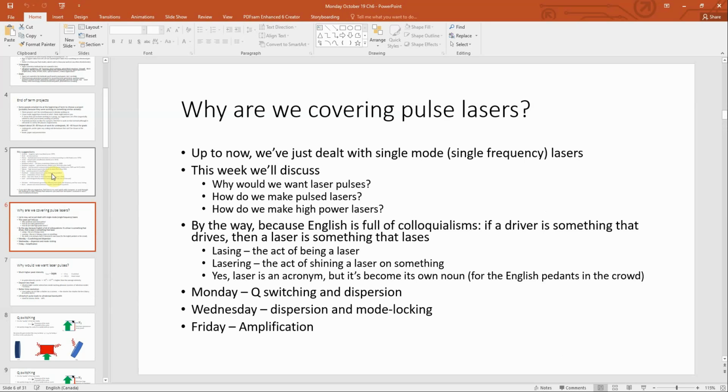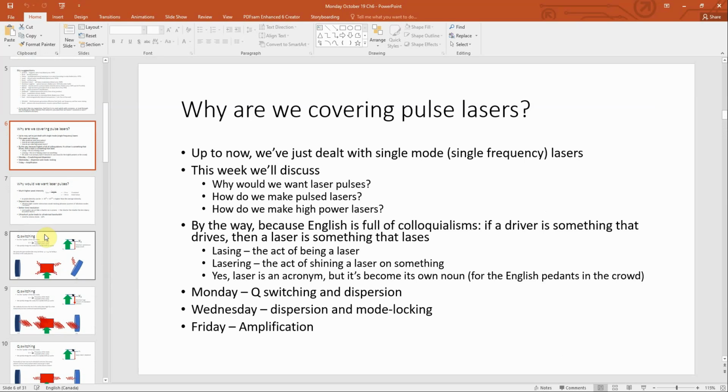So for Monday's lecture, hopefully we have enough time to discuss Q switching, and we'll be discussing the beginning of dispersion. On Wednesday's lecture, we'll be discussing dispersion and mode locking. And Friday, we'll be continuing to discuss mode locking, and we'll get a little bit into amplification.